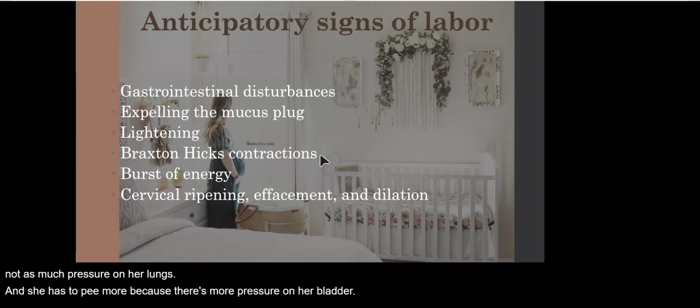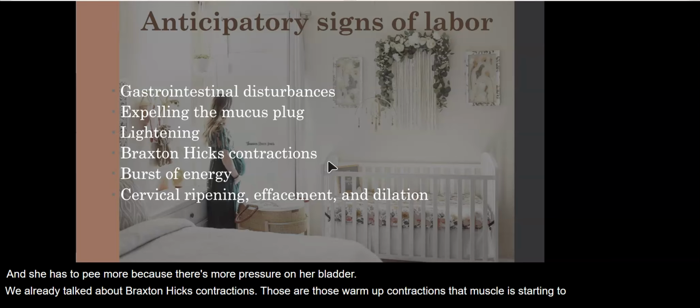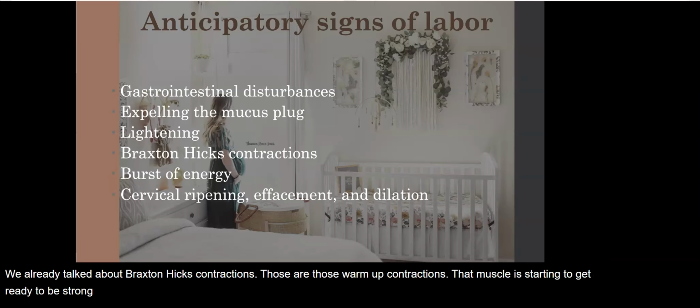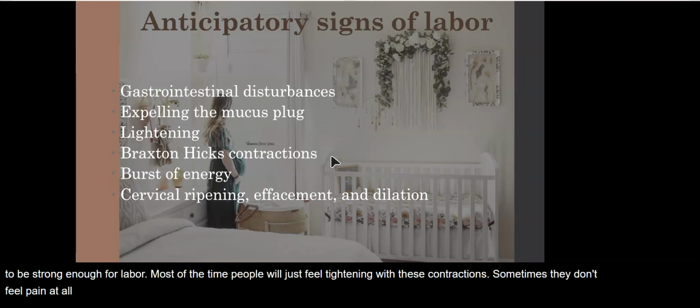We already talked about Braxton Hicks contractions. Those are those warm-up contractions. That muscle is starting to get ready to be strong enough for labor. Most of the time, people will just feel tightening with these contractions. Sometimes they don't feel pain at all, but some mamas do feel pain, and so it just depends.